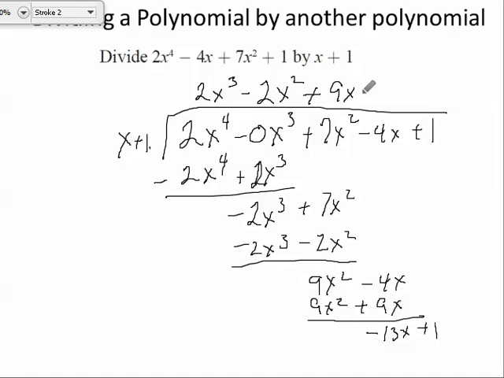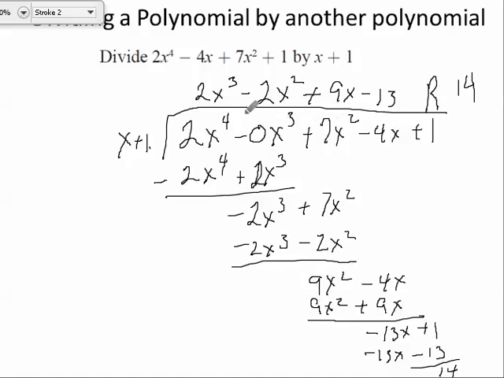So I'm going to multiply this times negative 13, giving negative 13x minus 13. And when I subtract them, I'm going to get 14 as my remainder. So I would say remainder 14, or 14 over x plus 1.